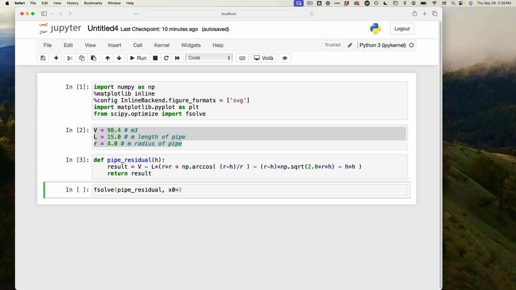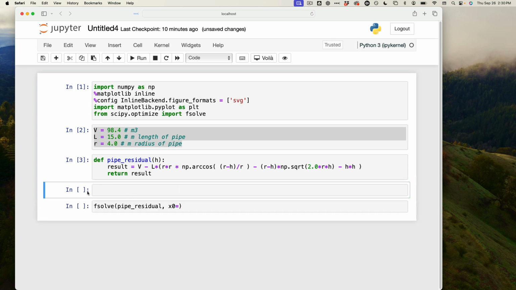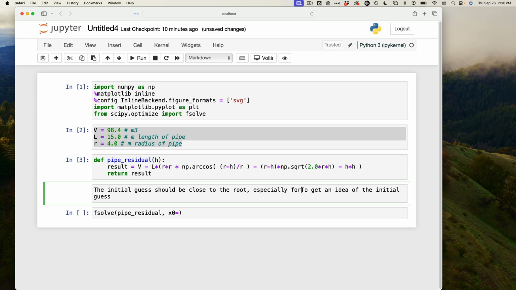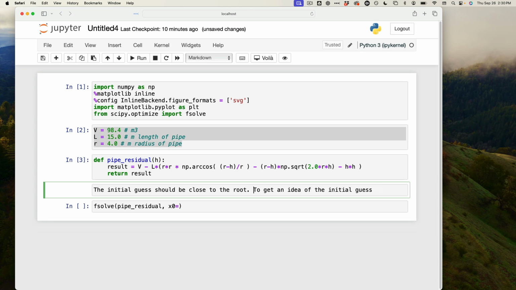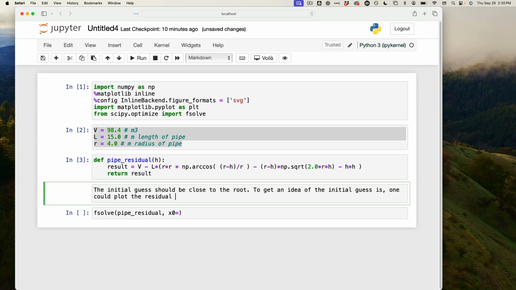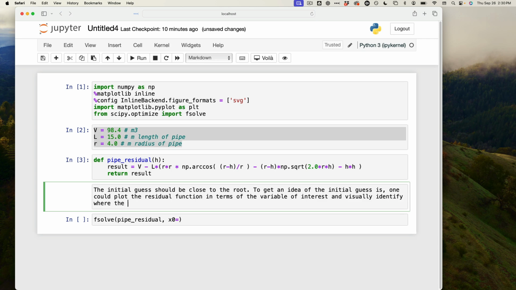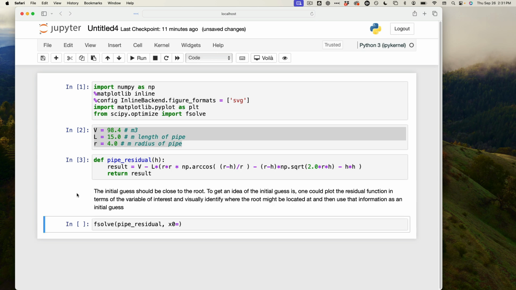So let's do that. Because we don't know what x0 is, I'm going to propose we plot to get an idea of the initial guess. The initial guess should be close to the root, and we'll talk about that later. To get an idea of what the initial guess is, one could plot the residual function in terms of the variable of interest and visually identify where the root might be located, and then use that information as an initial guess. Okay, so now we're back to plotting.